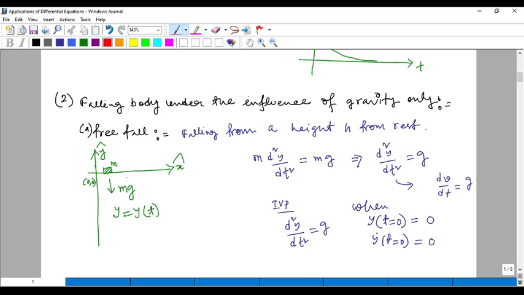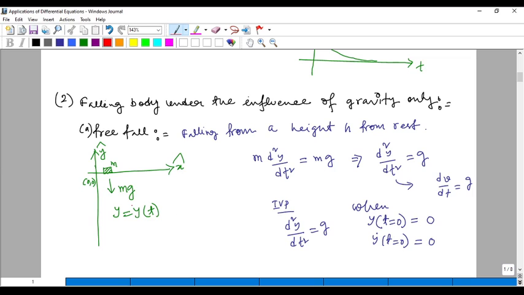This body is falling from a height, suppose h, with respect to some value of height, and it starts from rest. We consider an xy coordinate system, and the origin of the coordinate system is where the body, that is the object, is situated. So we can write the equation of motion as m d2y/dt2 is equal to mg.